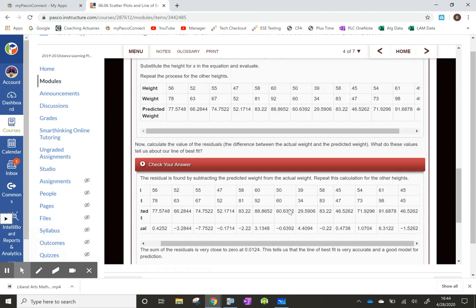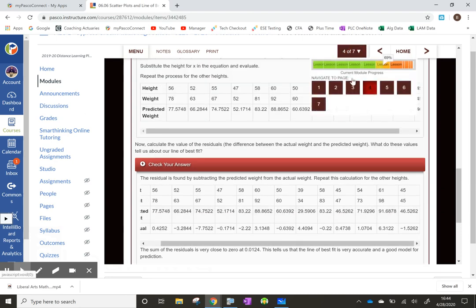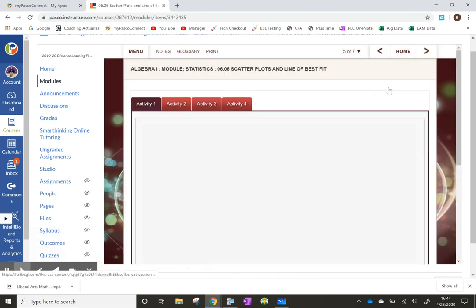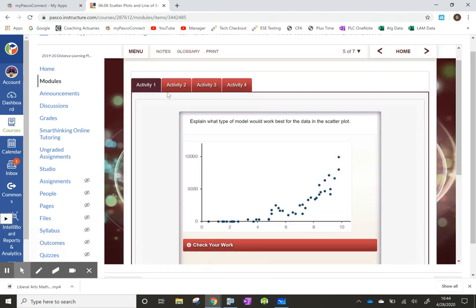So hopefully that makes a little bit of sense as to what residual is. If it doesn't, please maybe rewind it and try listening to it again. Could help. All right, so activity 1, explain what type of model would work best.